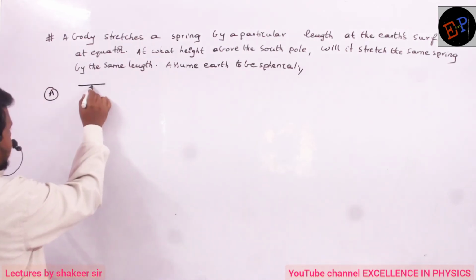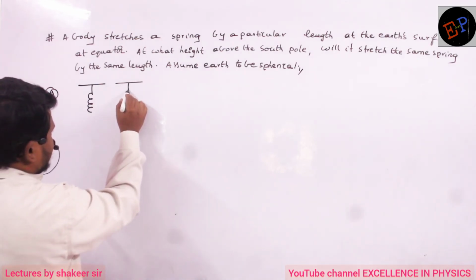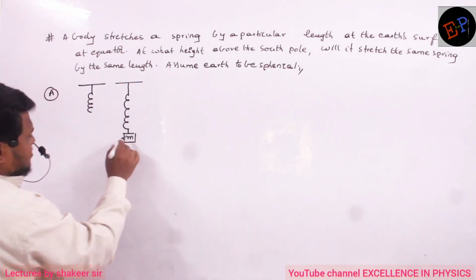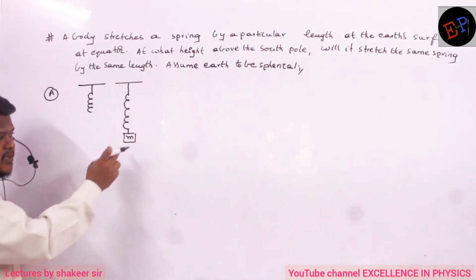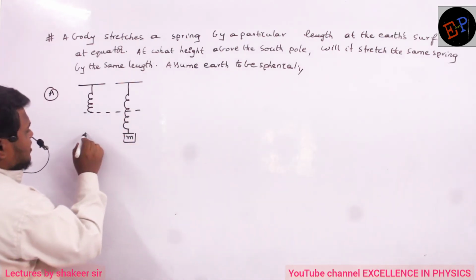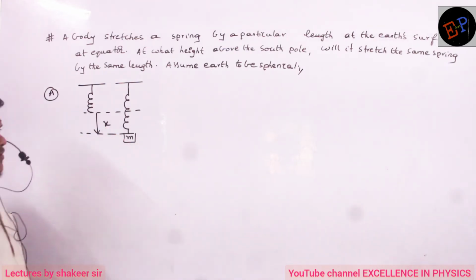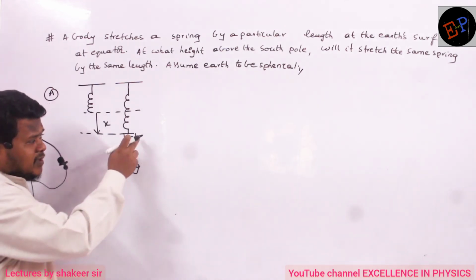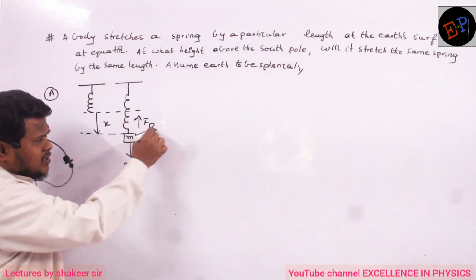See, consider this is a spring. Are you able to understand, Amma? To this spring, if I attach some mass, then what will happen? This spring will elongate, no? If I attach some mass, spring will elongate. Okay? Spring is elongating because of what? Because of the weight of this body, no? What is the elongation produced? Elongation produced is this much. This is the elongation which is produced. Okay? So what is the weight of the body? Weight of the body is mg. Clear? When mass elongates this spring, spring develops a restoring force, no? Already we studied, no?